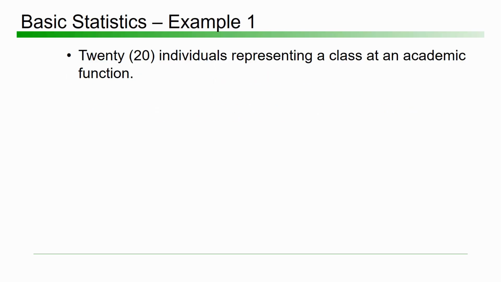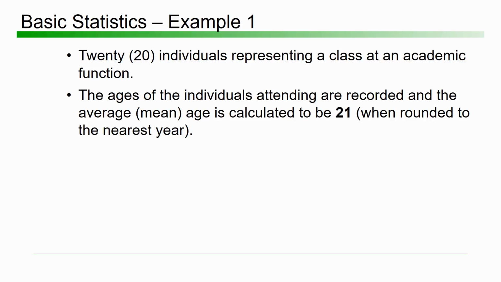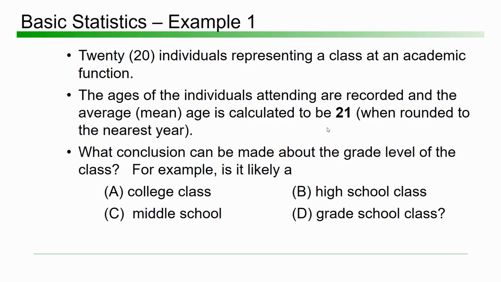So let's say that you have 20 people in a classroom, and you record the ages, and then when you do that formula of adding them together and dividing by 20, it comes out that the average age is 21. So knowing that the average age is 21, what would you say about that population? Would you say it's a college class, a high school class, a middle school class, or grade school? And most of us would think it's probably a college class, right? Okay, that may be. We'll look at the data in just a minute.